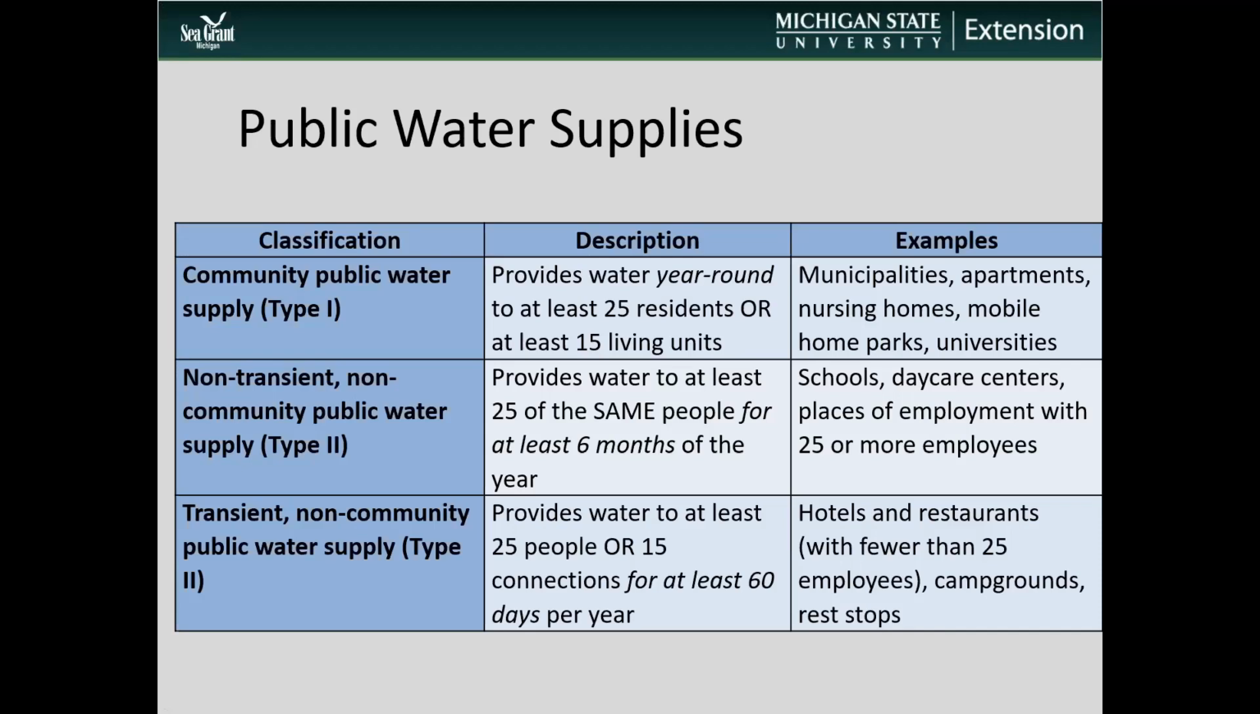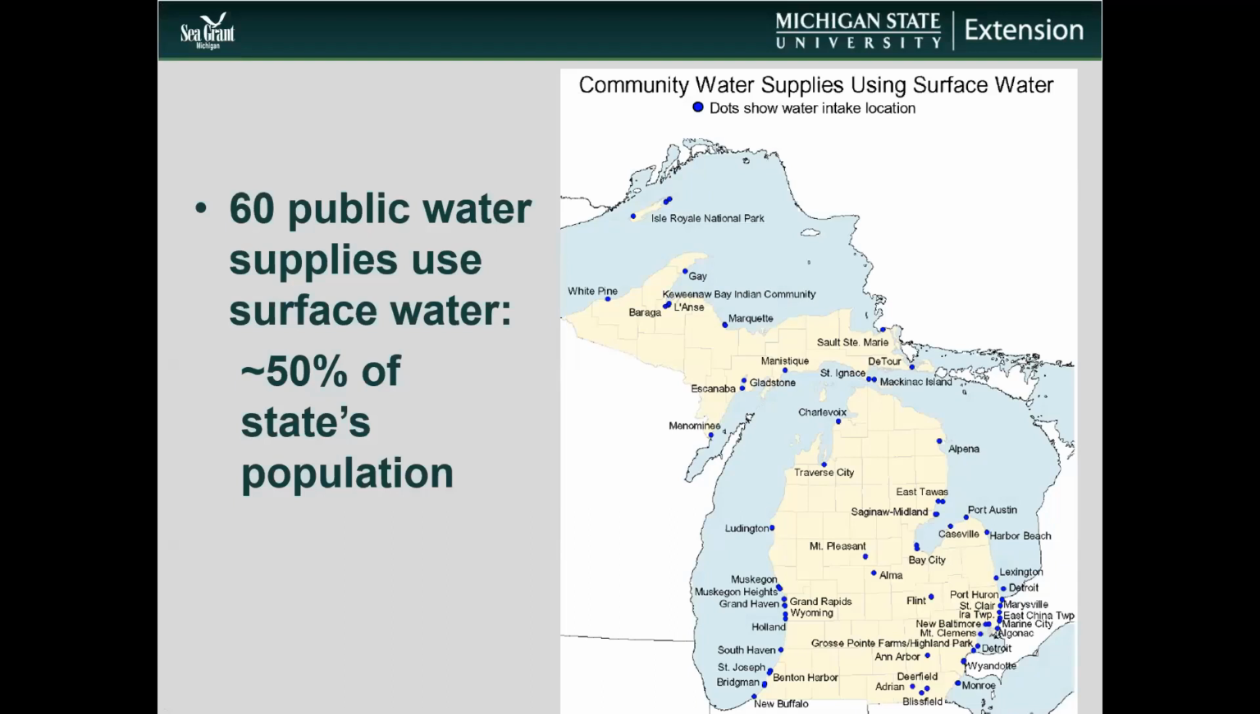So this first one is showing public water supply systems that are using surface water. In Michigan, a little over half of the state's population is using surface water, and we have about 60 public supplies that are tapping into surface water sources. So as I mentioned before, most of these are coastal communities and they're drawing water from the Great Lakes or connecting channels. We do have a handful of supplies that are inland, that are using inland surface water supplies. But pretty much all of the big population centers along the coast are using Great Lakes water.